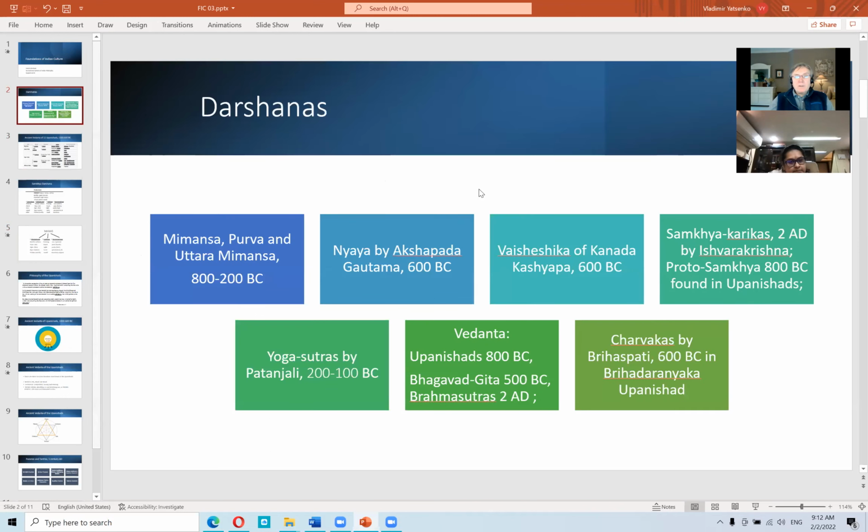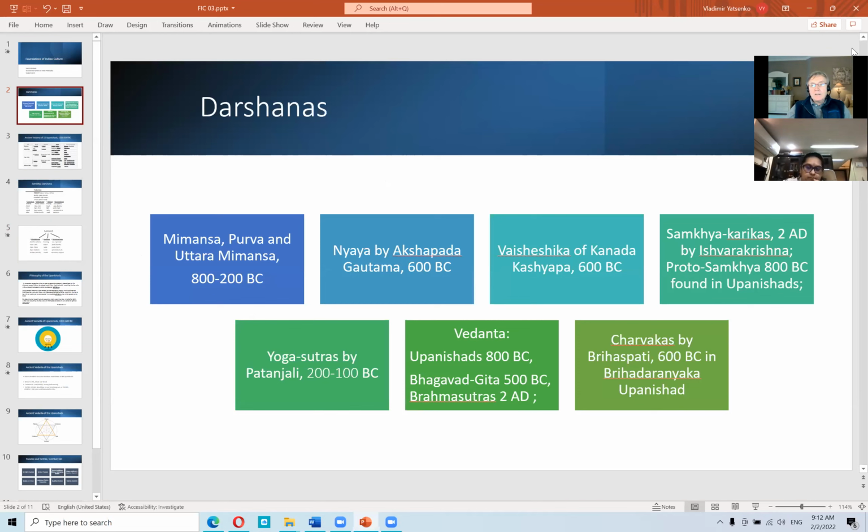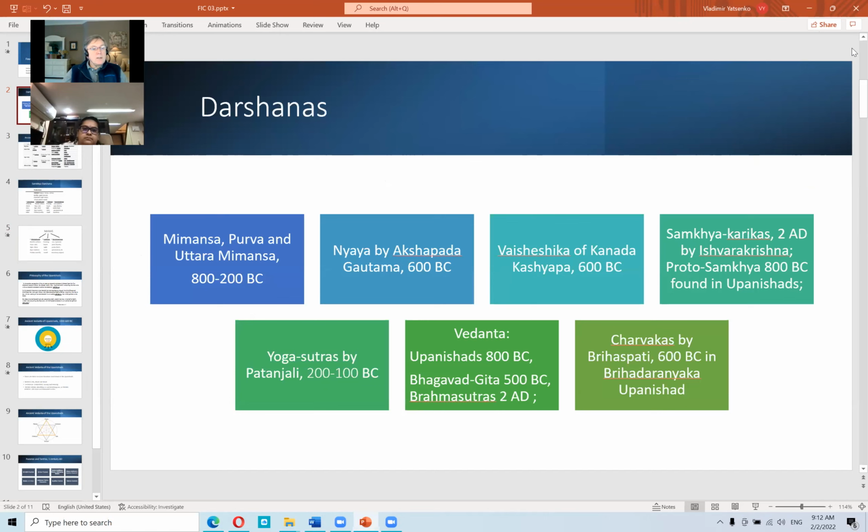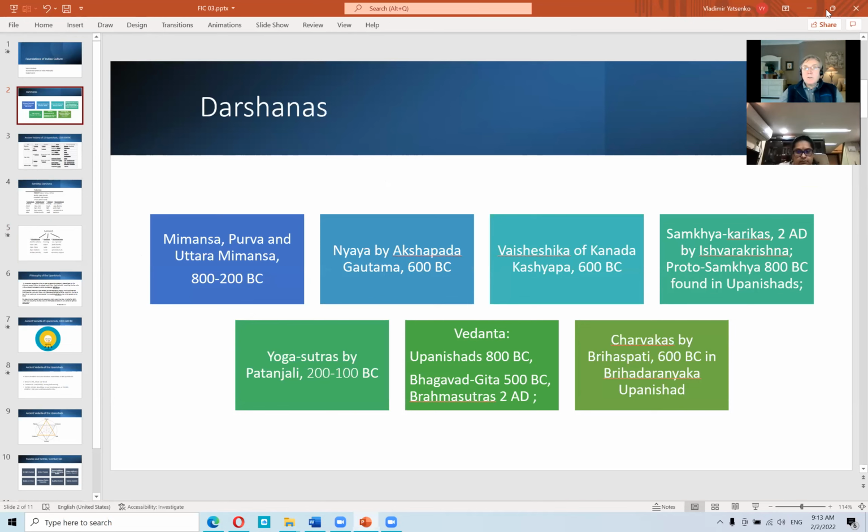So Sankhya, if you look at this, starts from around 800 as Proto-Sankhya. We find it already being born in the Upanishads. We have the elements of Sankhya in the Upanishads, and then we see it clearly in the Gita. The Gita forms a more vivid Sankhya. And finally, we have it in the Ishvara Krishna Sankhya Karikas of the 2nd century AD, which is already the beginning of the mental structure of consciousness.